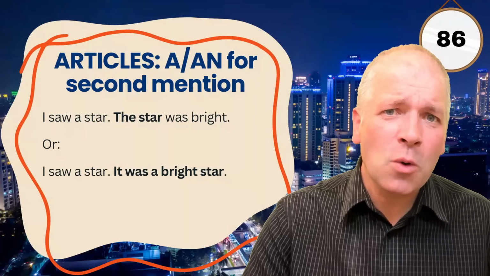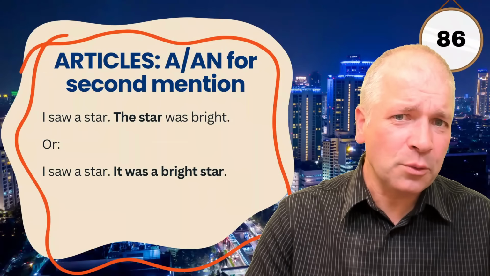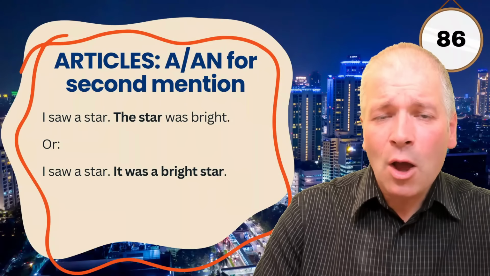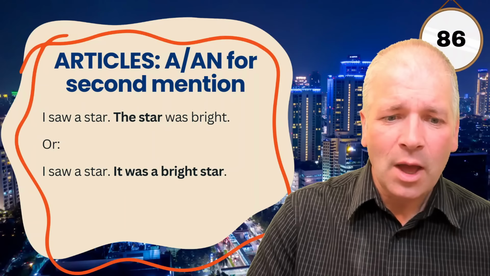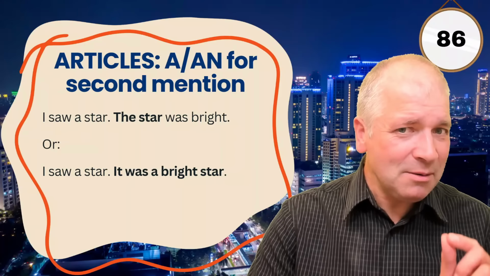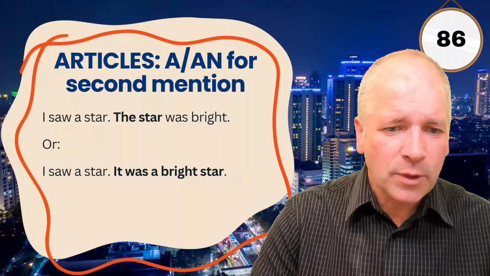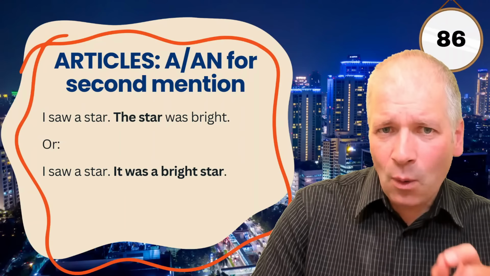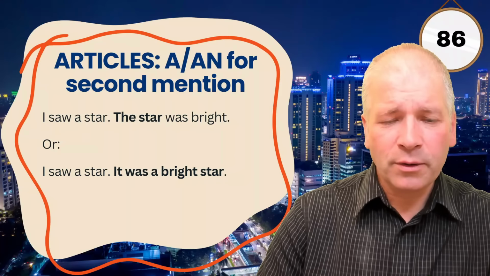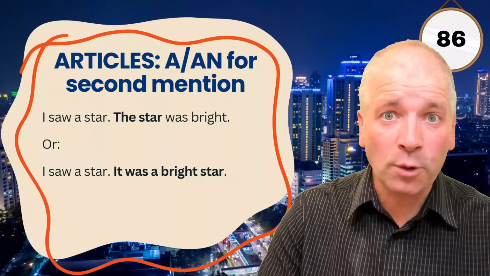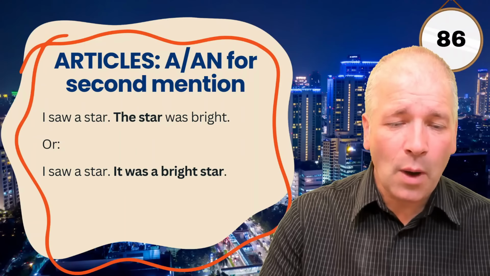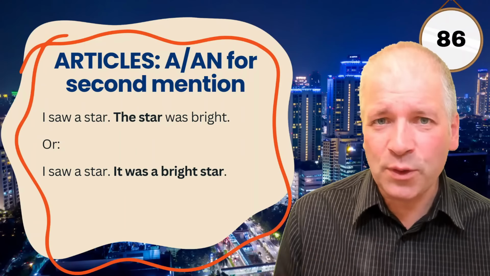Make sure you know that you can use articles in a different way when it is in a copular verb format. Normally, when we have the second mention of a noun, we switch from a or an to the. For example, in the first sentence, I saw a star, the star was bright. So a with the first mention, the with the second.